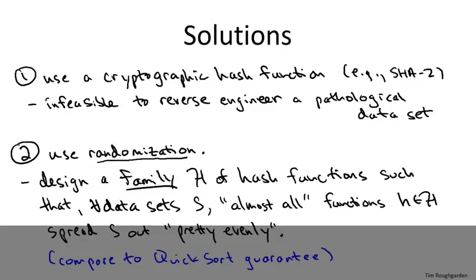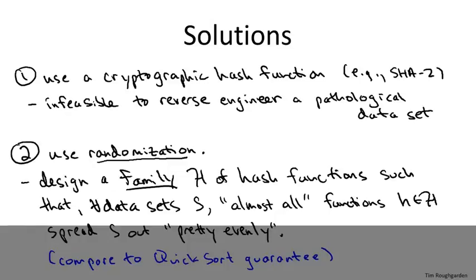So we flipped the quantifiers from the previous slide. There we said if we pre-commit to a single hash function, if we fix one hash function, then there's a data set that breaks the hash function. Here we're flipping it. We're saying for each fixed data set, a random choice of a hash function is going to do well on average on that data set, just like in quicksort.